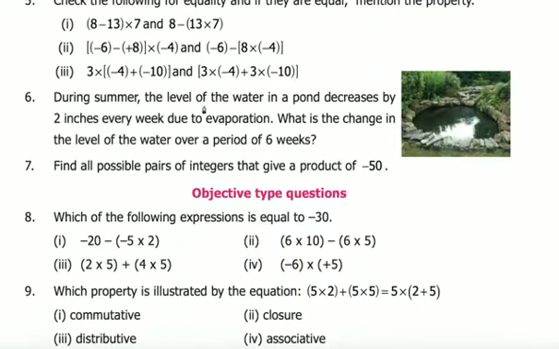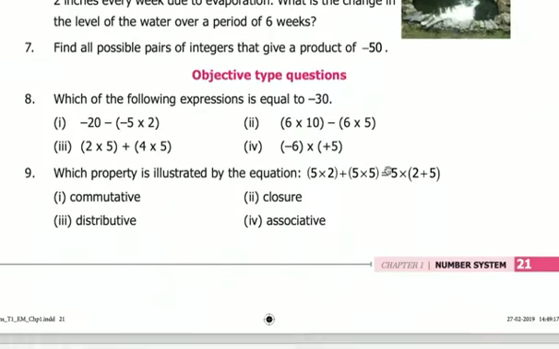During summer, the level of water in a pond decreases by 2 inches every week due to evaporation. What is the change in the level of the water over a period of 6 weeks? 12 inches. It decreases by 12 inches. Find all possible pairs of integers that give a product of minus 50. That you can do.